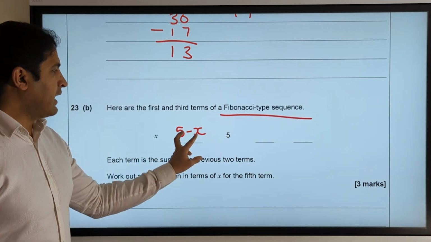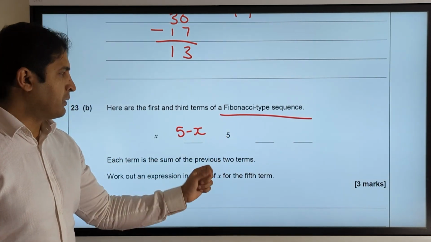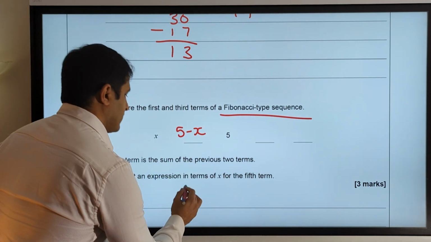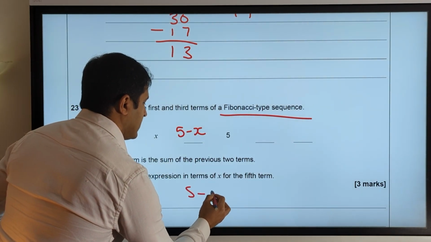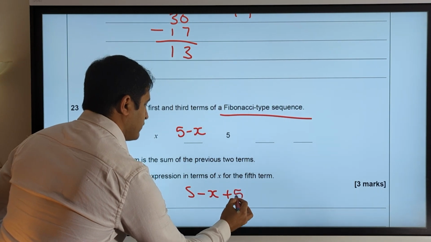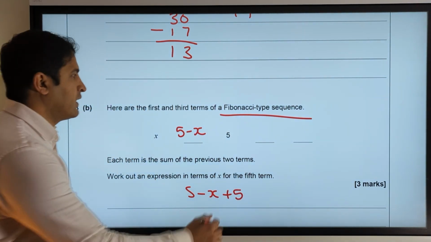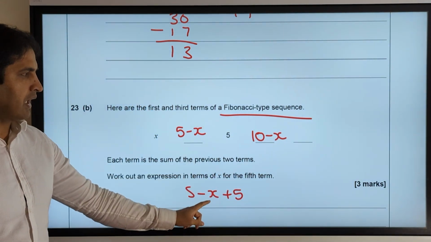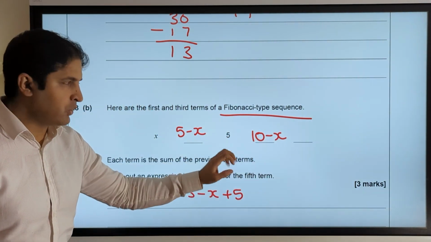So obviously, when I add these two together, that gives me this one. So if I add 5 minus x plus 5, okay, so look, 5 take away x plus 5. These 5 and 5 are positive, so that gives me 10. And you're taking away x. We don't know what x is, so we can't do any calculation.